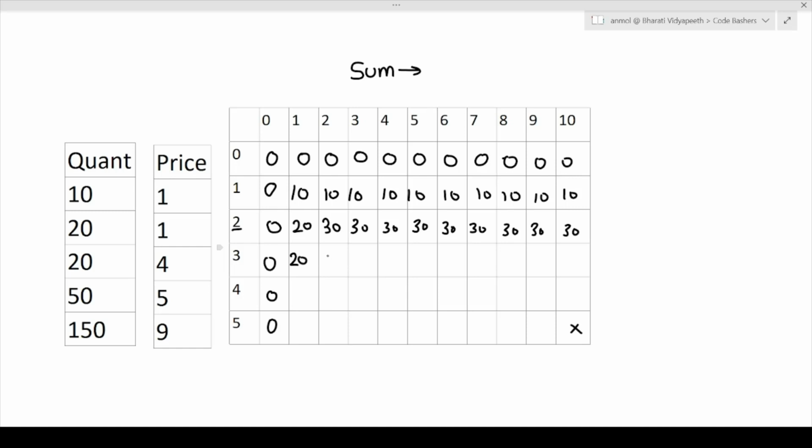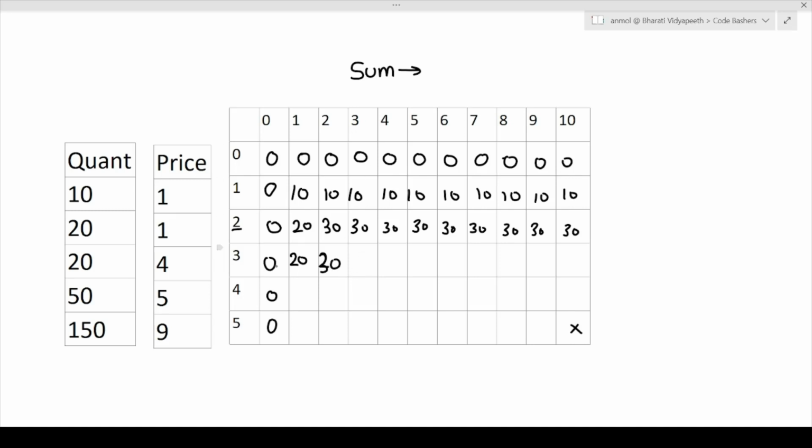Now again we have 2 rupees with us and 3 items are available to us, in this particular cell. Again, since we have 2 rupees only, we can consider these 2 items only, because the price of the third item is greater than the amount we are holding. So again, since we have 2 rupees and 2 items, we can buy these 2 only. So here it will come as 30. Okay, 30 will come here.